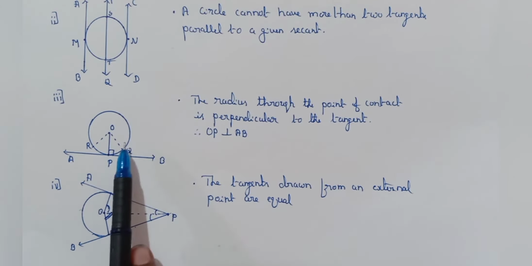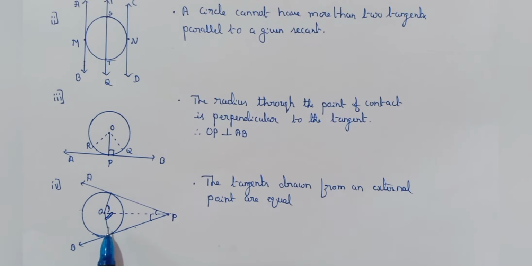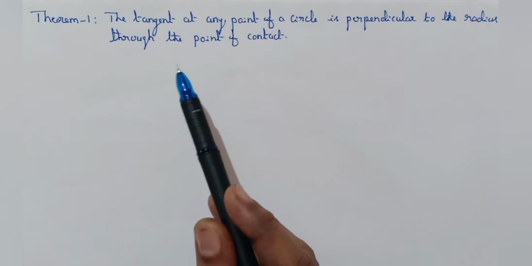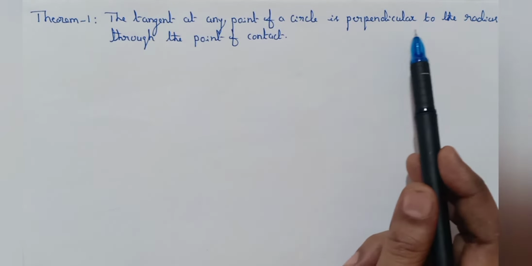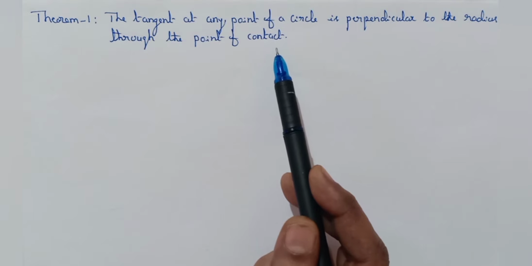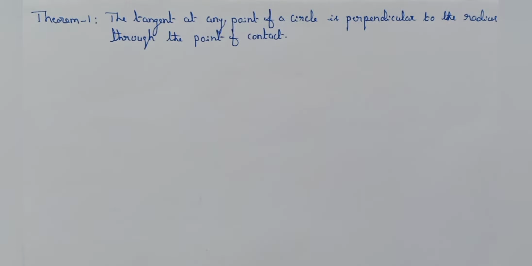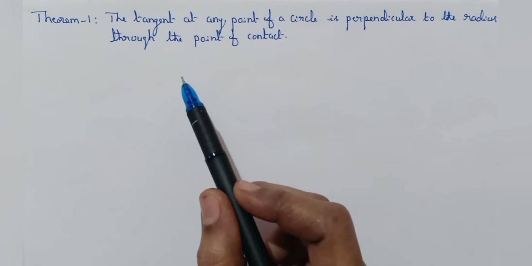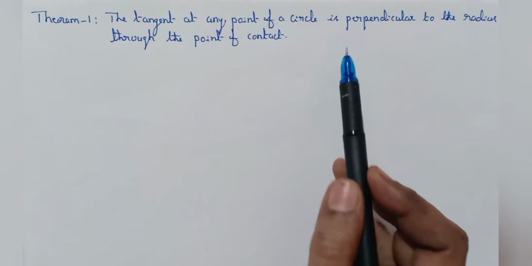We can prove the property 3 as a theorem 1 and we can prove the property 4 as a theorem 2. Now let us prove the theorem 1. The theorem 1 states that the tangent at any point of a circle is perpendicular to the radius through the point of contact. We can divide the statement of the theorem into two parts. The first half part of the statement gives the given and the next half part gives to prove.